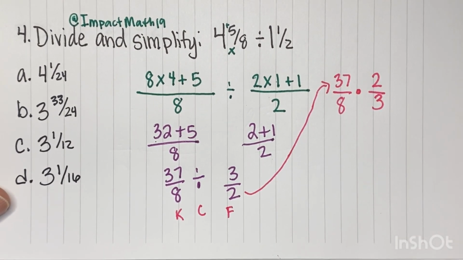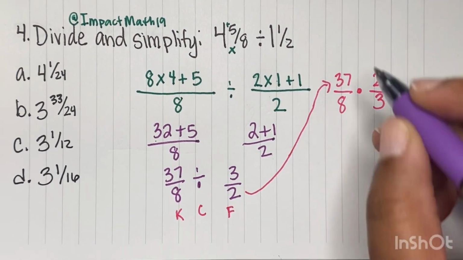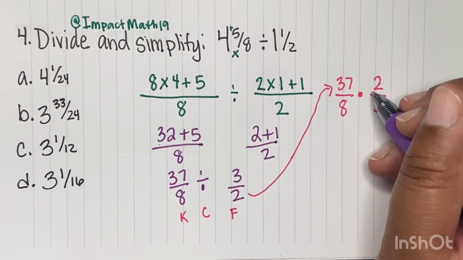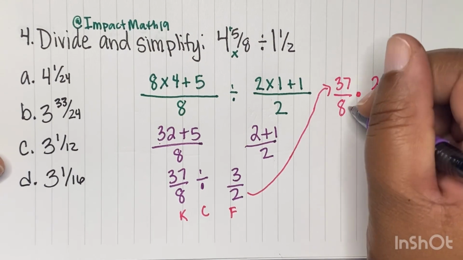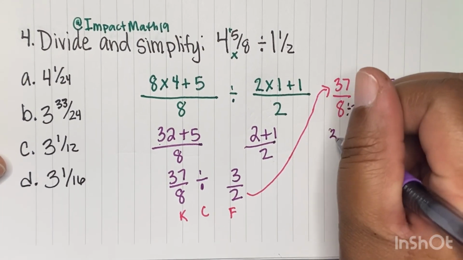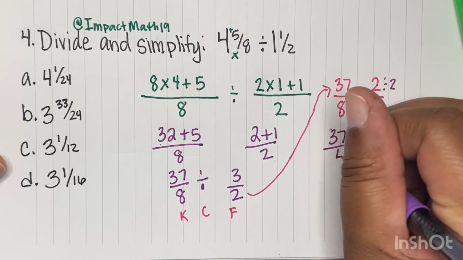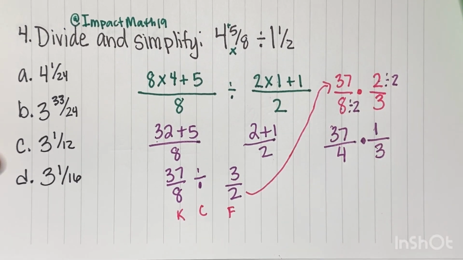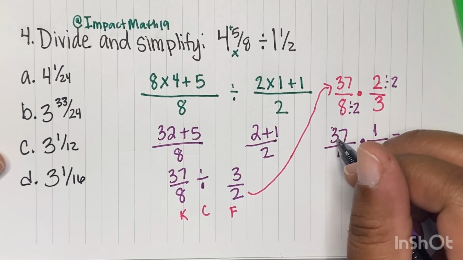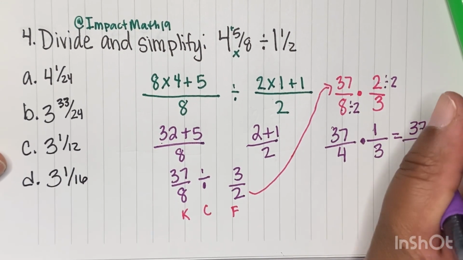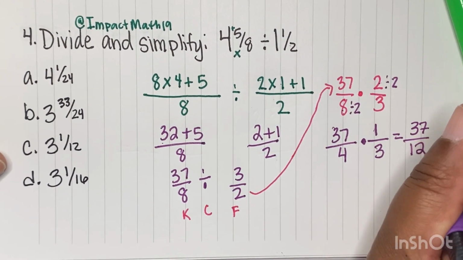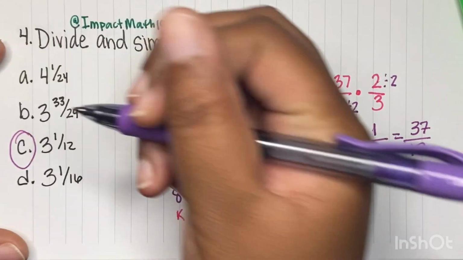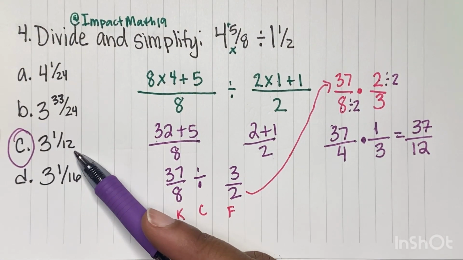So I'm looking to see, can I cross anything out? Can I cancel? So 2 and 8 do have something in common. They have 2 in common. So I'm going to divide this by 2 and divide this by 2. So I have 37 over 8 divided by 2 is 4, times 2 divided by 2 is 1 over 3. And then I'm going to multiply straight across. So 37 times 1 gets me 37. And 4 times 3 gets me 12. Well, the only option that has a 12 as a denominator is C. But I'll show you how they get 3 1/12, okay?